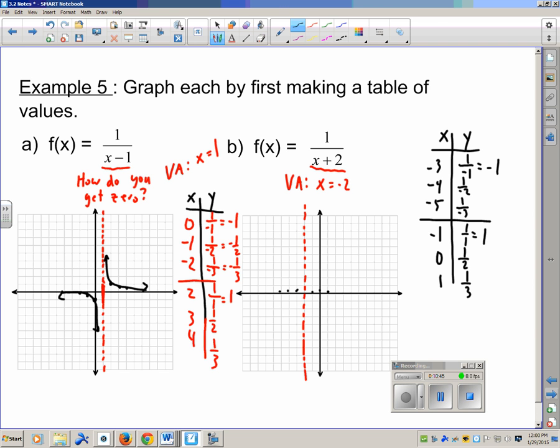Let's plot this. So these aren't really on there. I'll get rid of those. So -3 and then -1. And I got -4 and -0.5. And then I've got -5, -1/3, and then connect those. I'm going to do the same thing on the other side over here. -1, 1 is 0 and up 1/2. 1 and then up 1/3. Connect those.